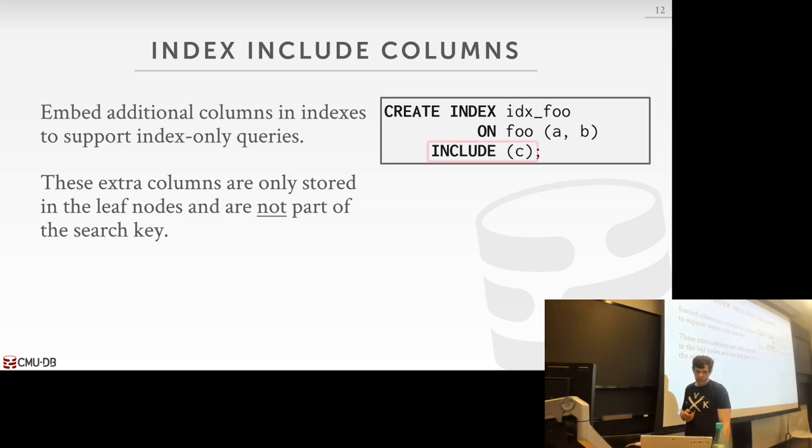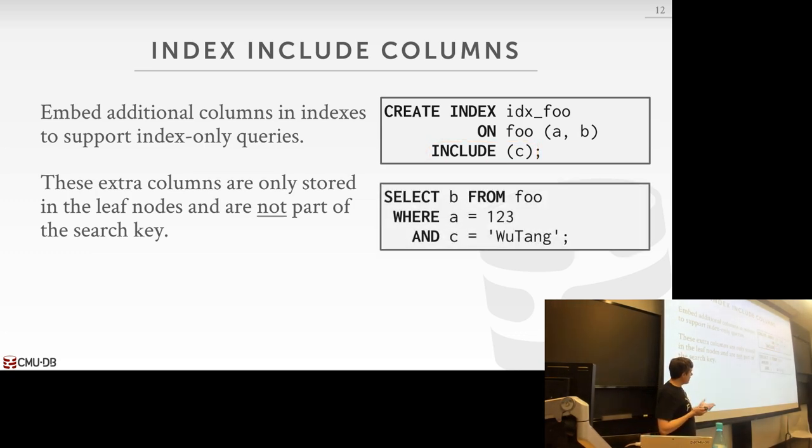Right? So now, again, if I go back to my other query here, select B from foo where A equals 1, 2, 3, and C equals Wu-Tang. I do my lookup on A, follow that down. Then as I'm scanning along the leaf nodes, I can look at the values of C that are packed in the leaf nodes, and also evaluate my predicate and produce my output.